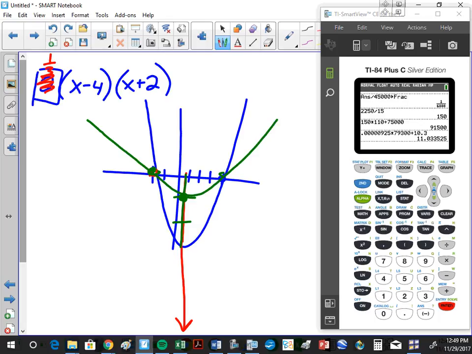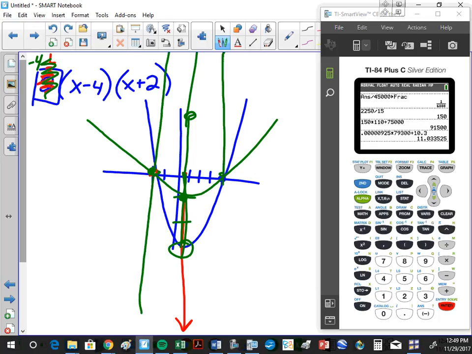All right. What if I had negative 4 out front? So that vertex is going to go from here to here, and then 4 times as tall. So that parabola is going to look something like this. Does that make sense? Okay.